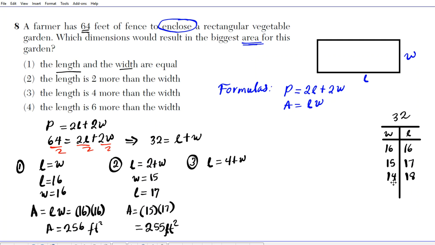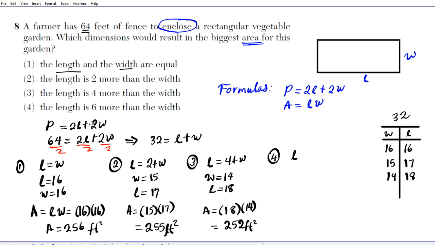Okay? So we have a situation where the sum is 32, the requirement for the perimeter, and the length is 4 more than the width. So the width here is 14 and the length is 18. So the area is going to be the product of the length and the width, or the width and the length. It doesn't really matter. If you plug that into your calculator, you have 252 square feet. Ooh, it's getting smaller. Let's take a look at option 4.